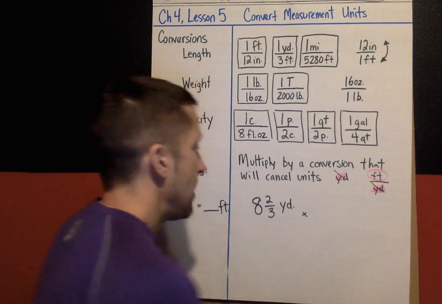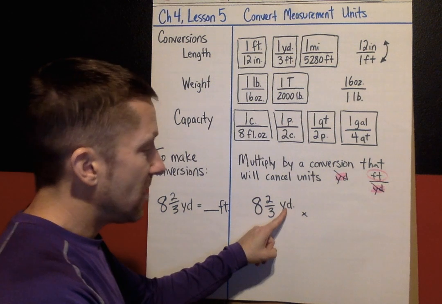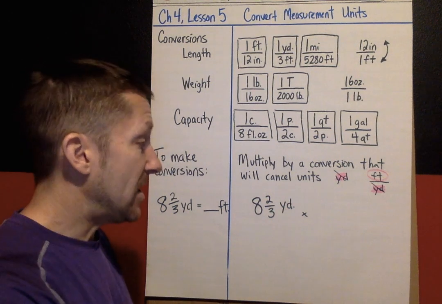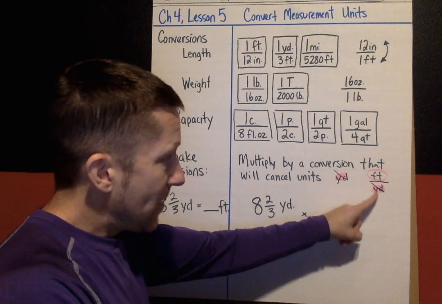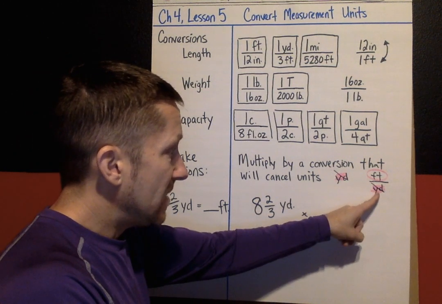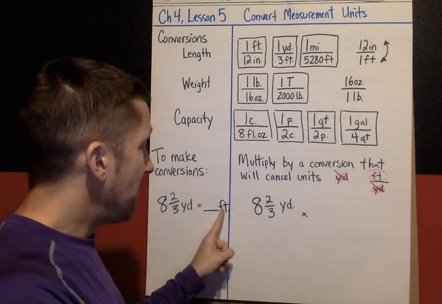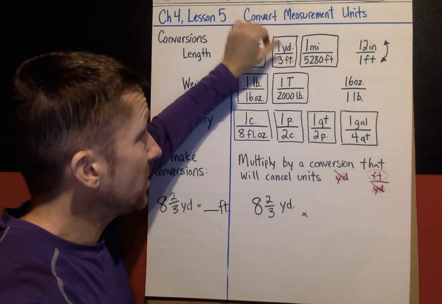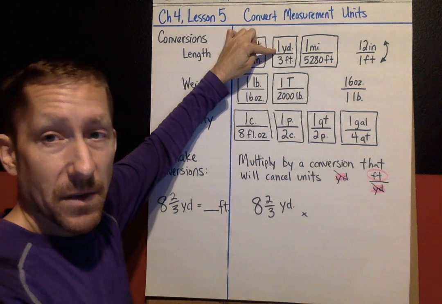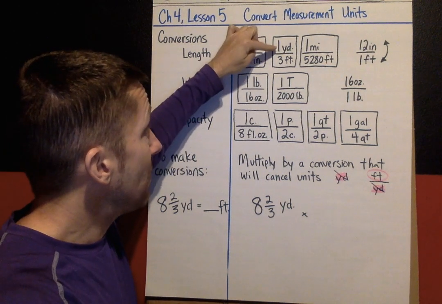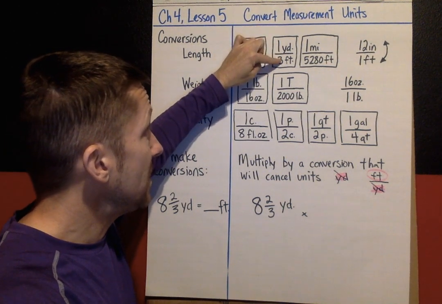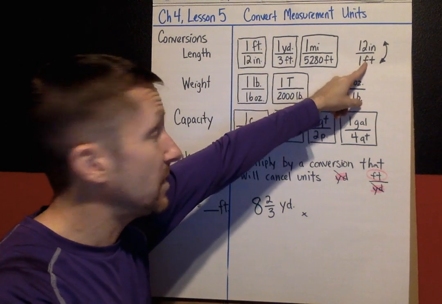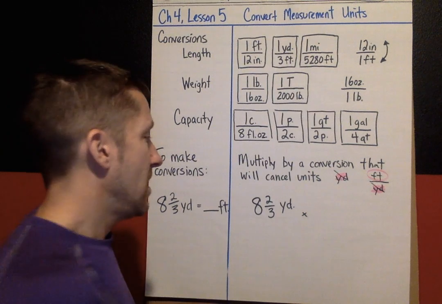I'm going to multiply by a conversion. I want yards to cancel, so I want yards as my denominator. I'm going to go back to this right here. I want yards as my denominator, and I want feet left, so I'm going to look at the inverse of this conversion. I don't want 1 yard for every 3 feet. I'm going to use 3 feet for every 1 yard. Like I said, you could flip the conversions.